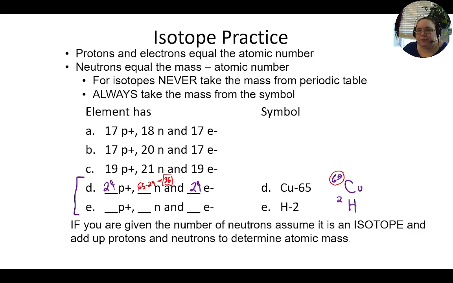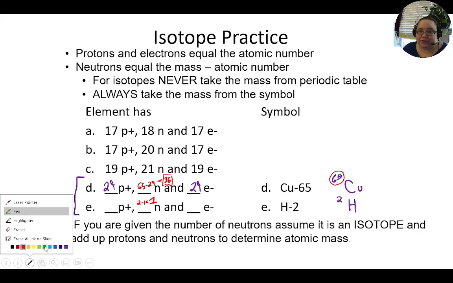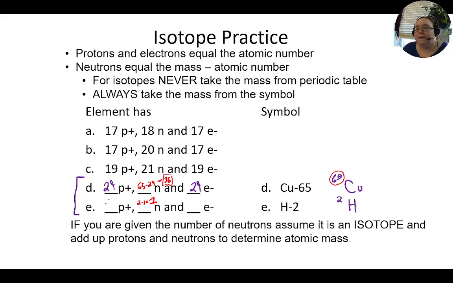Hydrogen 2. So again, I'm going to take its atomic number and subtract it from the mass. So 2 minus 1 gives me 1. Hydrogen 2 has 1 neutron, where normal hydrogen has none. But no matter what type of hydrogen it is, they all have 1 proton and 1 electron.